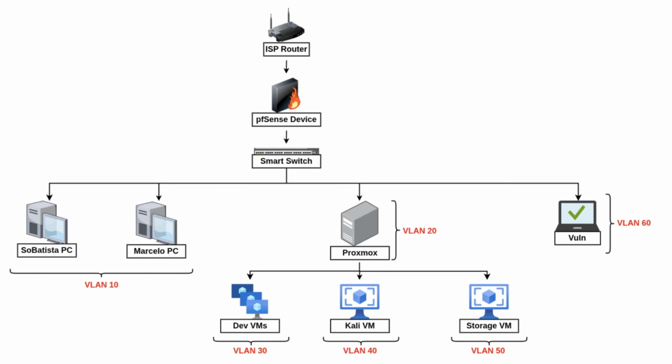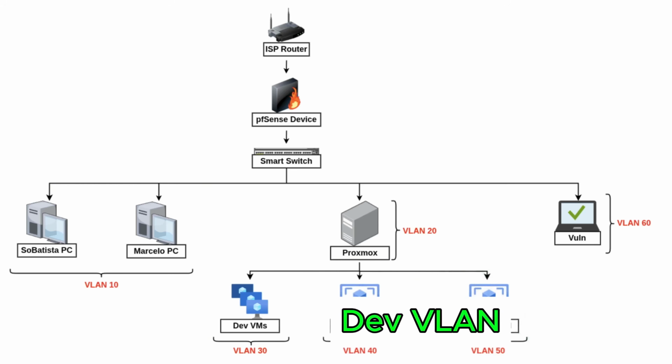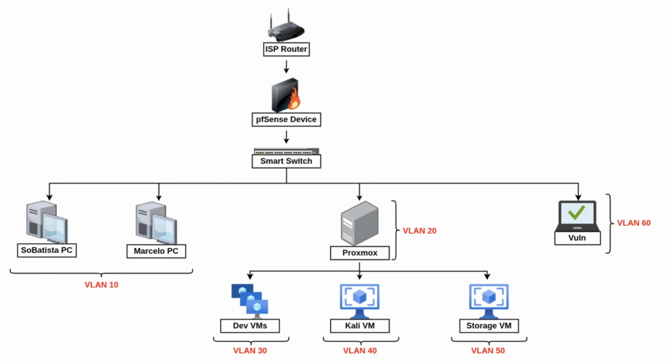So VLAN 30 will be our dev VLAN and this will be composed by VMs on demand. Meaning if I need 2 VMs for a specific work, then I can create those VMs and in the end I can delete them and so on. Then we have VLAN 40, which will have our Kali VLAN. In this VLAN we'll have a VM with Kali installed. This VM will be used to hack vulnerable machines.